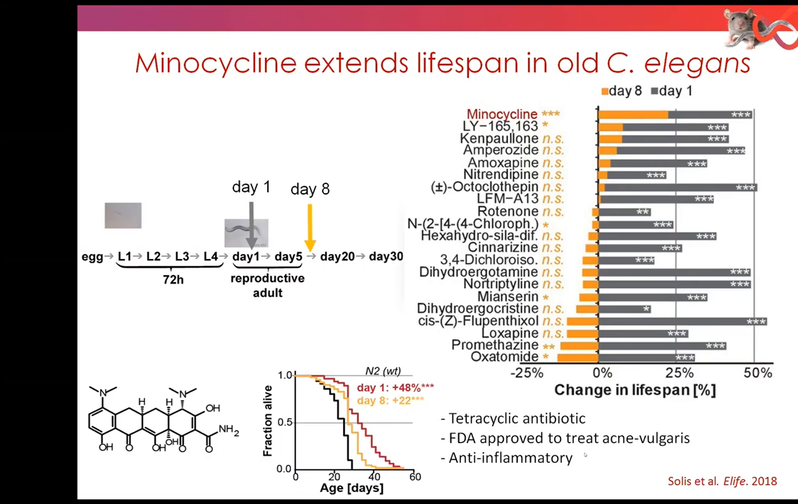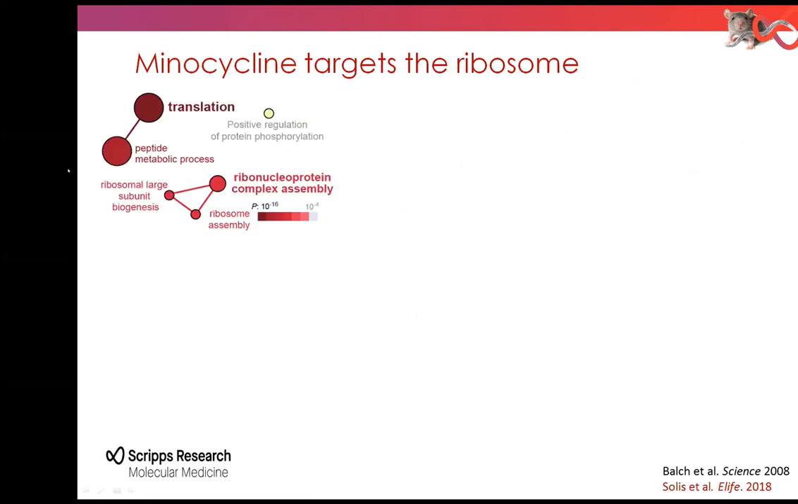In mammals, minocycline is also an anti-inflammatory. There have been a number of potential mechanisms suggested, none of which we spent 2 years chasing, but none of them was able to explain how that works. So we did chemoproteomics to identify where minocycline was binding, and that is shown here, the Cytoscape plot. Essentially, it's translation, peptide metabolic process, ribosomal assembly, which is essentially the ribosome. And the ribosome makes proteins.